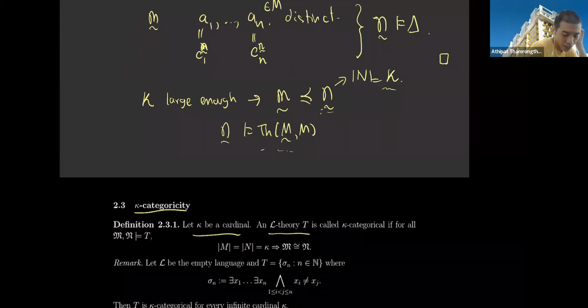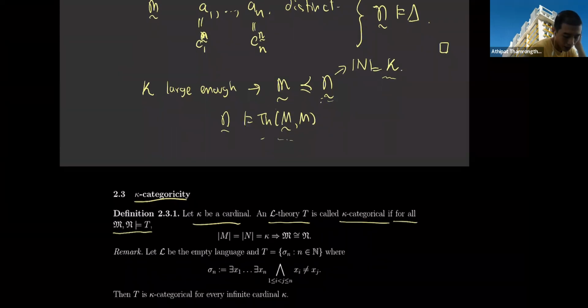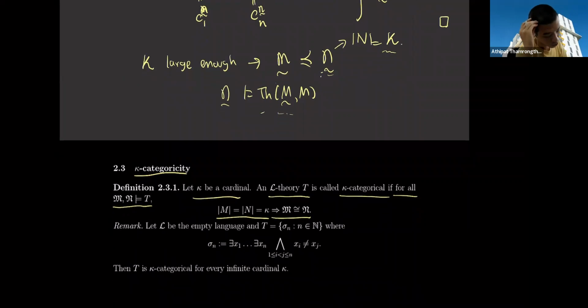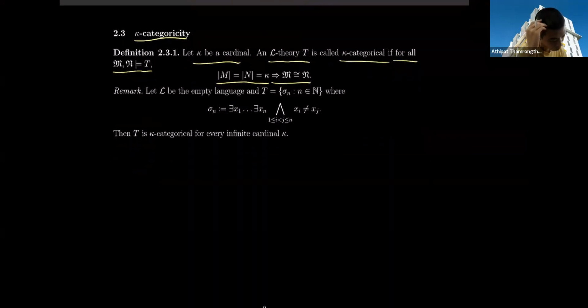Okay, so here let kappa be a cardinal number, and let T be an L-theory. We say that T is kappa categorical if for every L-structures M and N that are models of T, if M and N have the same size, they are isomorphic, right? Or you can roughly say that it has one model of size kappa up to isomorphism. Okay, so let's look at some examples.